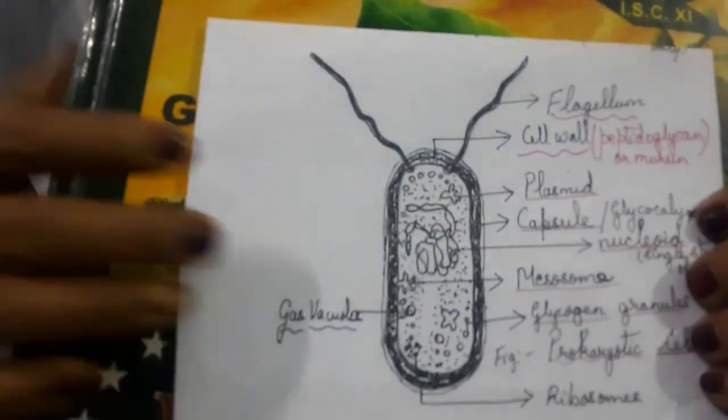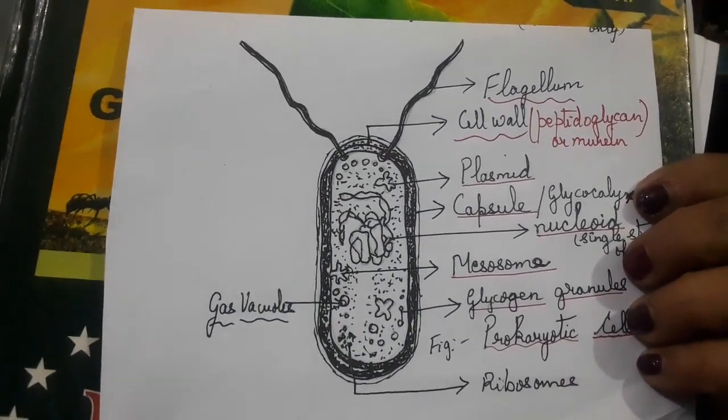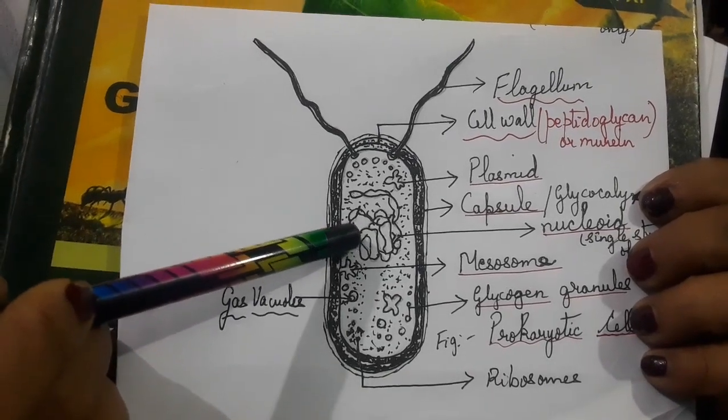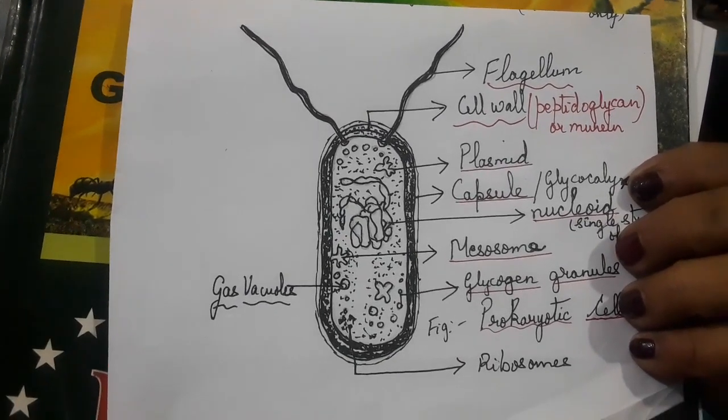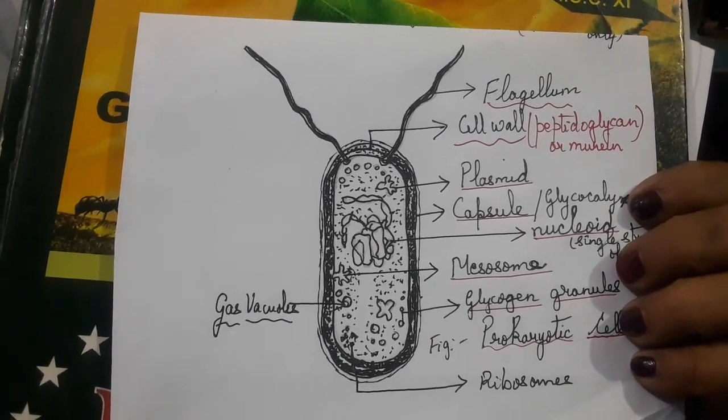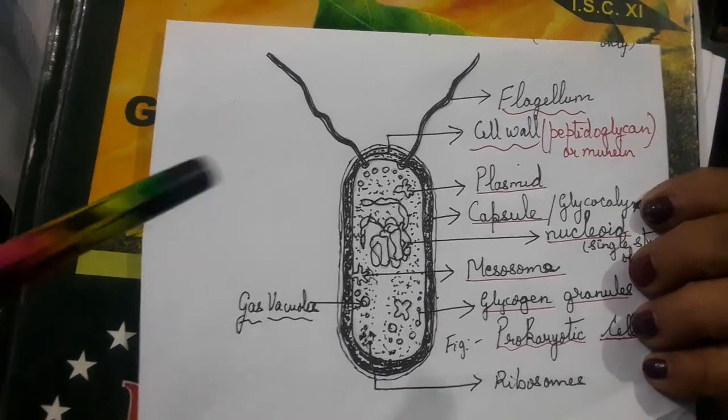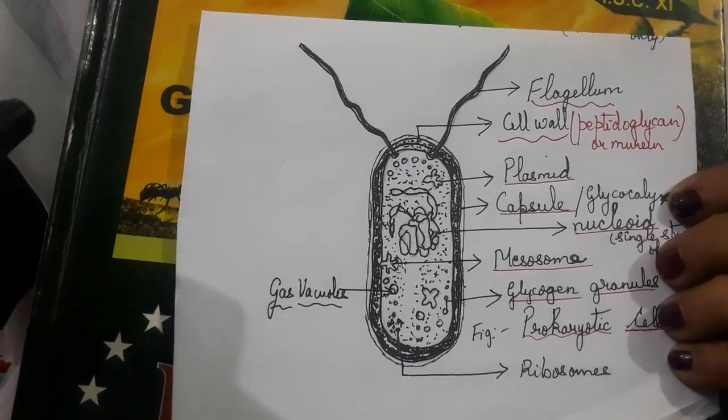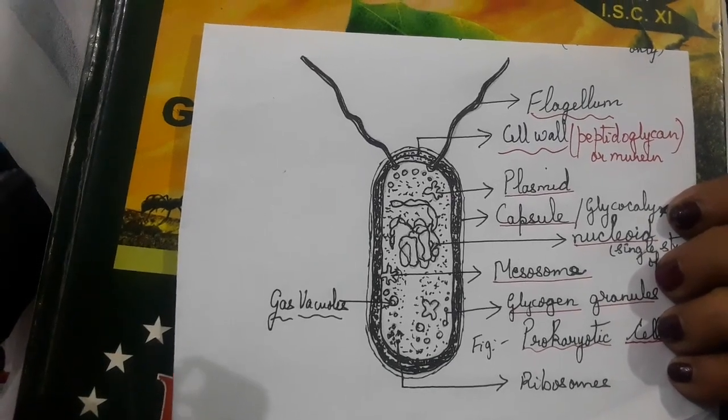Now, what are the important features of a prokaryotic cell? The most important thing is that, as I said, the nucleus is primitive. Primitive means the nucleus is not well defined. It is called the nucleoid. You can see here in the diagram. You can observe that the nucleus is not well defined and it doesn't have a nuclear membrane, nucleoplasm or nucleolus. That's why it is referred to as nucleoid. Sometimes an extra chromosomal strand of DNA is present, which is called a plasmid. Clear?